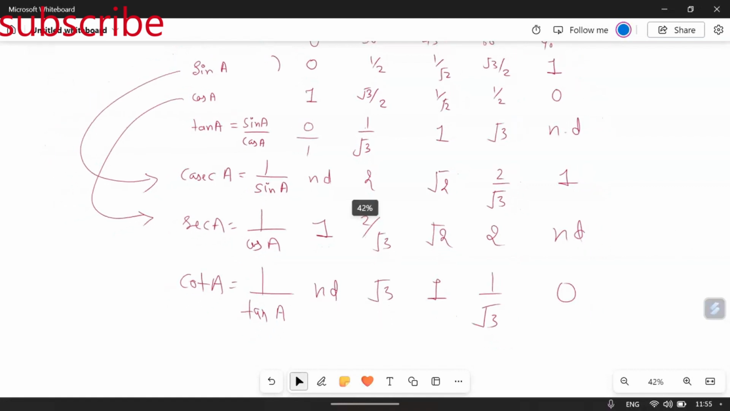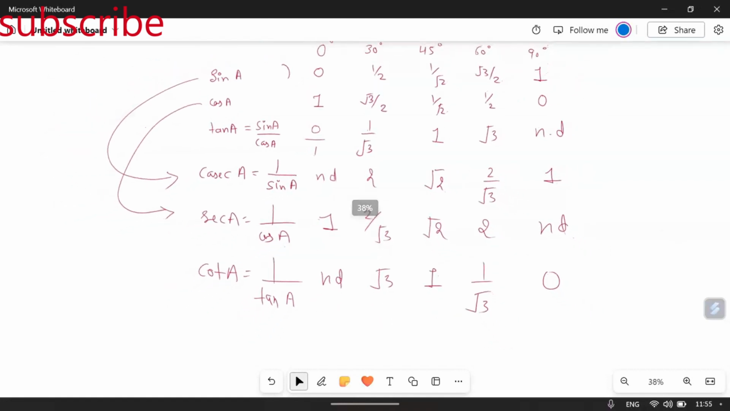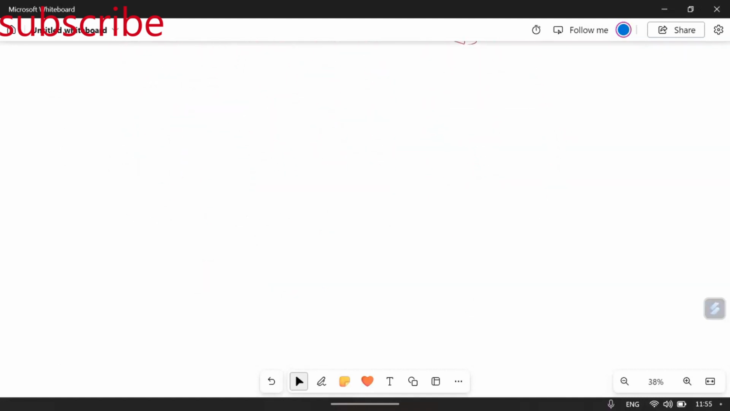I hope you understand this very well. Take a screenshot if you want. Tan is related to the cot A. Which formula I am writing down so you can understand better. Now the other formulas, you have to remember. There are 3 identities in this chapter.